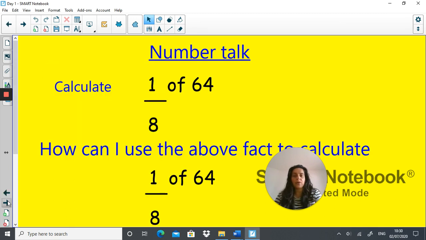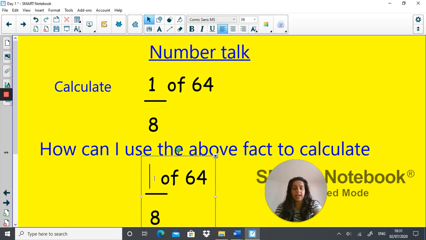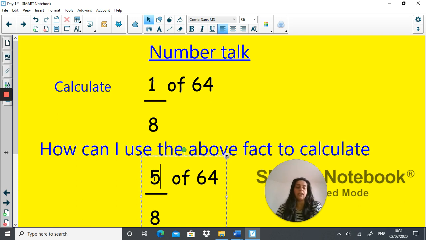Okay, so the number talk is, firstly, step one is to calculate 1/8 of 64. And once you've calculated that, how can you use the above fact to calculate 5/8 of 64? So see if you can work that out. Pause the video, have a go.